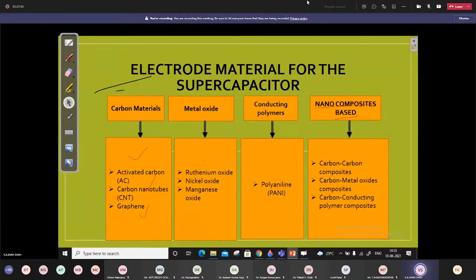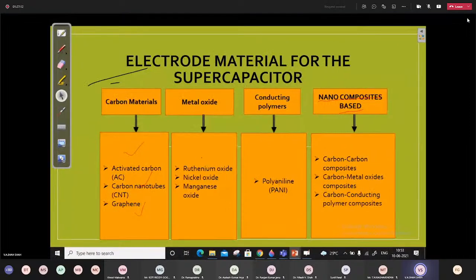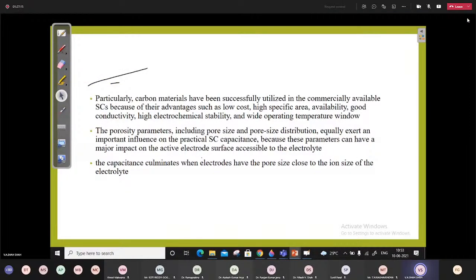Particularly, carbon materials have been successfully utilized in commercially available supercapacitors because of their advantages, such as low cost, high specific area, availability, good conductivity, high electrochemical stability, and wide operating temperature window. The porosity parameters, including pore size and pore size distribution, equally exert an important influence on practical supercapacitor capacitance because these parameters have a major impact on the active electrode surface accessible to the electrolyte.